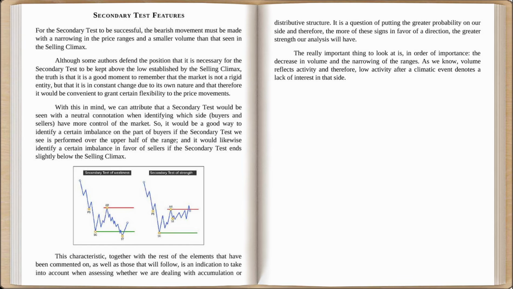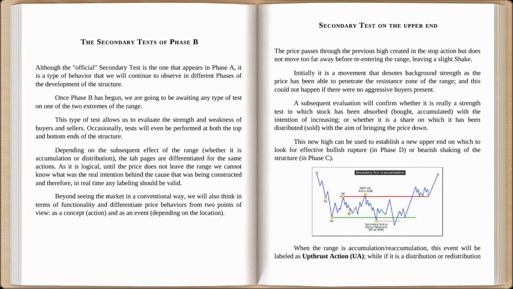This characteristic, together with the rest of the elements that have been commented on, as well as those that will follow, is an indication to take into account when assessing whether we are dealing with accumulation or distributive structure. It is a question of putting the greater probability on our side, and therefore, the more of these signs in favor of a direction, the greater strength our analysis will have. The really important thing to look at is, in order of importance, the decrease in volume and the narrowing of the ranges. As we know, volume reflects activity, and therefore, low activity after a climatic event denotes a lack of interest in that side.